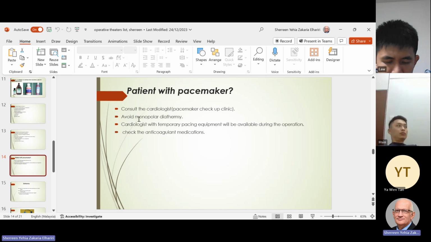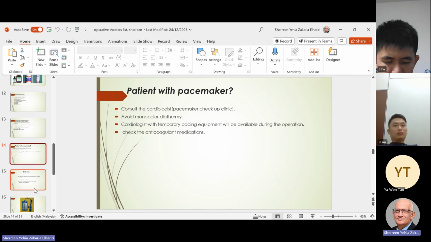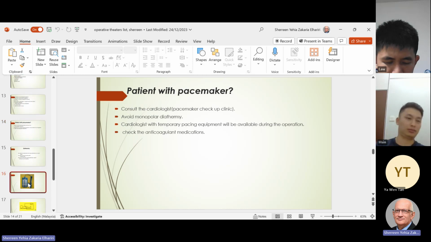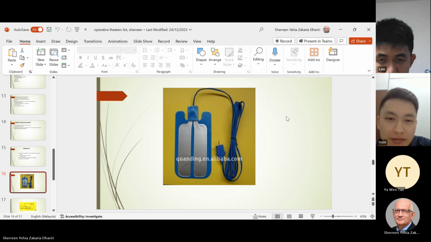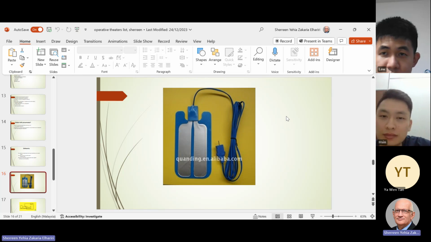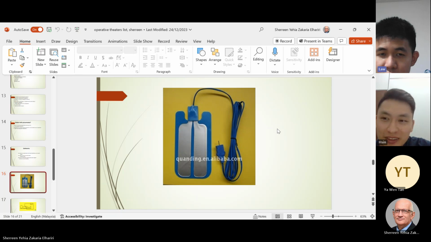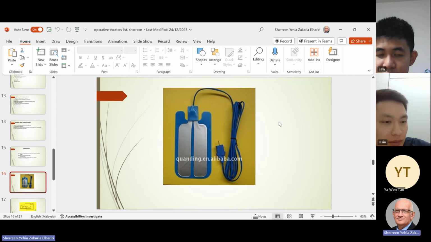So here we mention avoid monopolar and use bipolar. Usually in the exam we give you this one and ask you what is this used for and what we call it. This is a diathermy pad. Usually it acts as the earth leg when you are using a diathermy. All right. So actually, it is the diathermy pad.